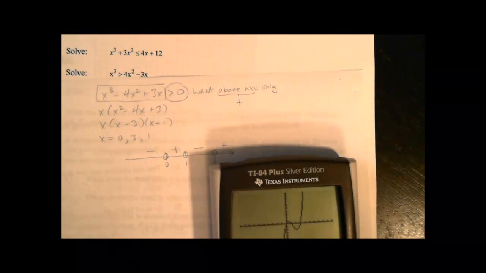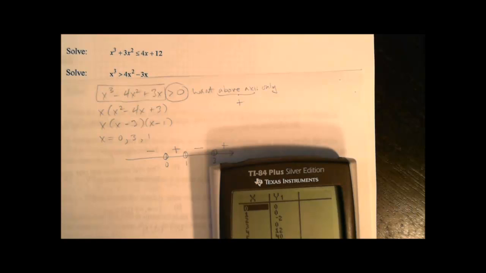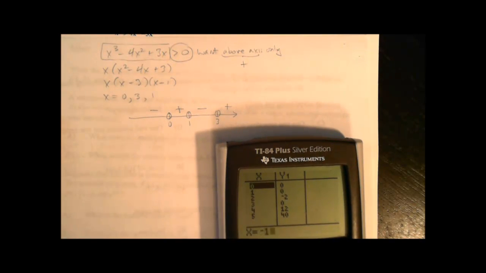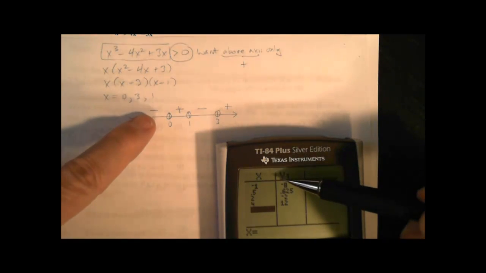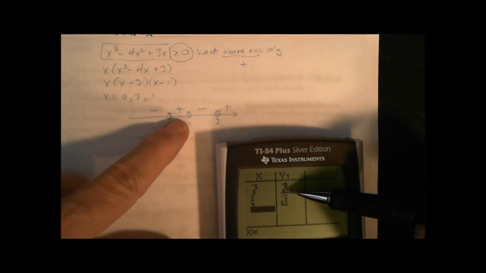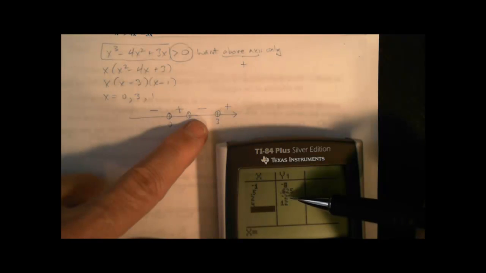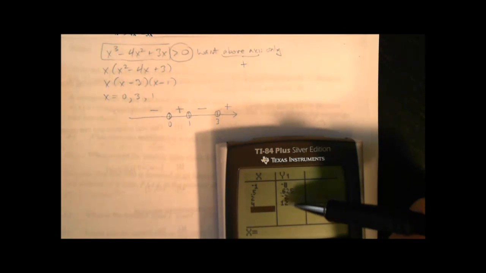So we have the sign chart, and we could use a table of values. That's how we normally do it. We would pick numbers to the left of 0, like -1. Pick a number between 0 and 1, like 0.5. Pick a number between 1 and 3, like 2. And pick a number to the right of 3, like 4. And you can see we get minus, we get a positive value, we get a negative value, and we get a positive value. And all that matters is the sign of what comes out.